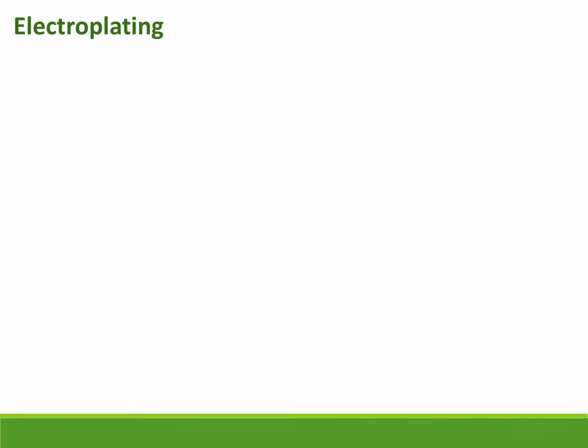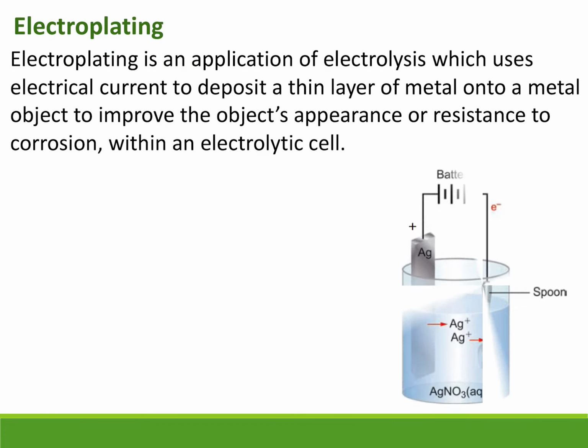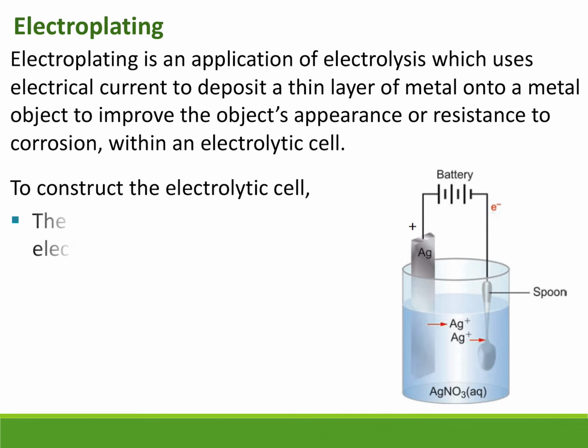Now we're going to look at electroplating. Electroplating is an application of electrolysis which allows us to put a thin metal coating on another object in order to either improve its appearance or to make it resistant to corrosion, to stop it rusting. This also works in the same way. I'm going to use silver as an example, but it can be any metal. The important thing to remember here is the anode.